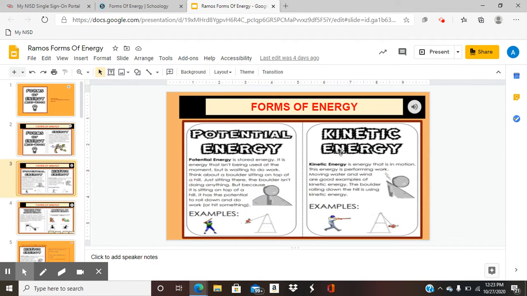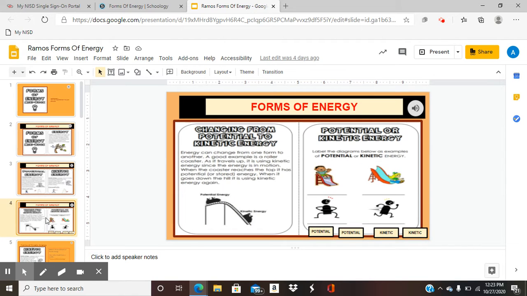Then we go into kinetic energy. And again, we talked about in the past few days, kinetic energy is the energy in motion. The energy is performing work. So moving water and wind are good examples of kinetic energy. As you see here in this picture, the boulder rolling down the hill is using kinetic energy, changing from potential to kinetic.